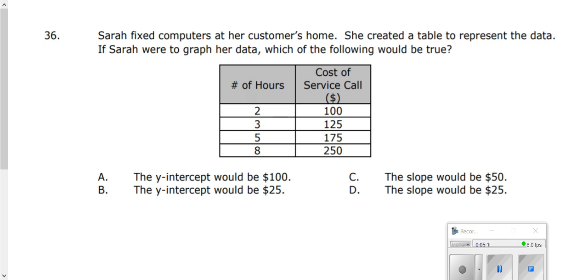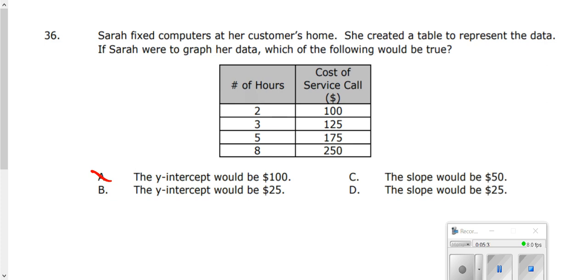So I can see that I have 100 at 2. So I'm going to immediately get rid of that the y-intercept is 100, because it can't be 100 if at 2 it's 100. I'm looking for a y-intercept. I'm looking at where x is 0. So I'm going to get rid of A.